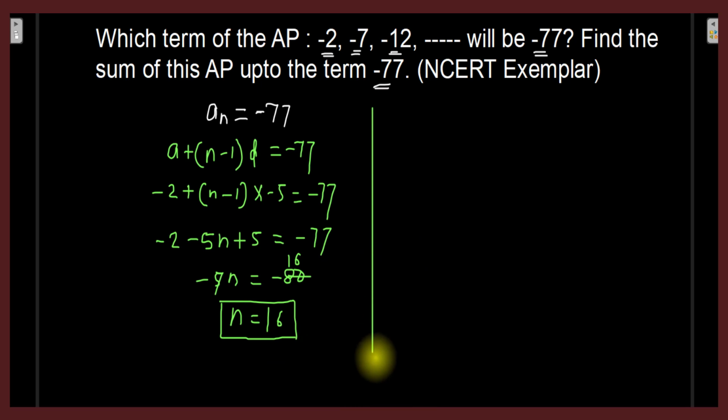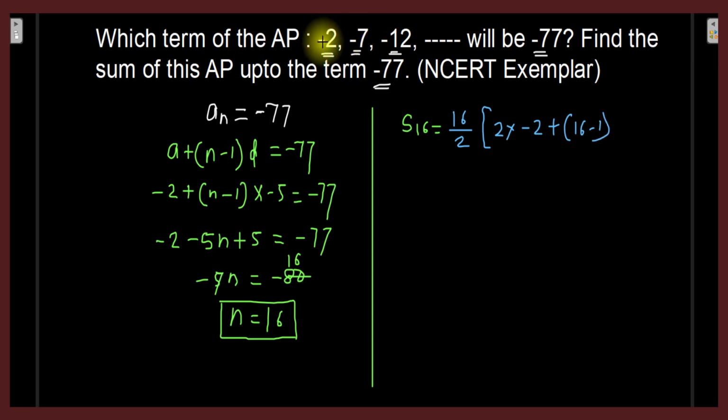Now let me solve further here. We have got n as 16, and now what we have to find? S16, that we have to find. So S16 will be equal to what? It is n by 2, that is 16 by 2 into bracket 2a, so 2 into a is minus 2, 2a plus n minus 1, that is 16 minus 1 into D, which is minus 7 plus 2, that will be minus 5, multiplied by minus 5, close the bracket.